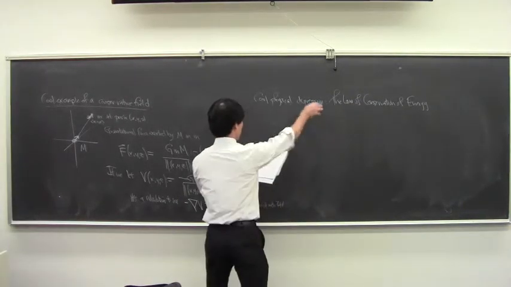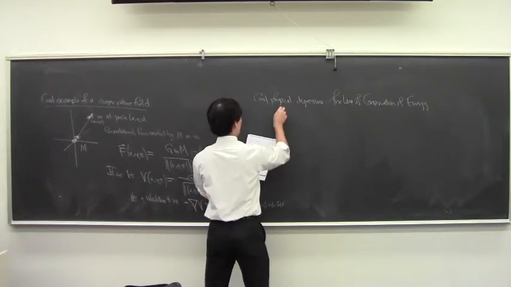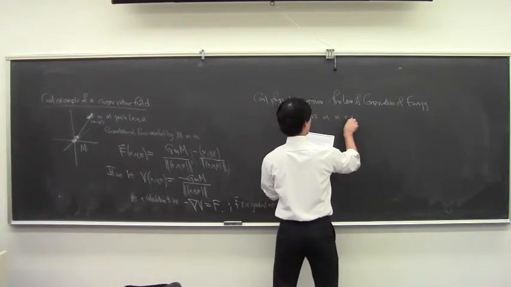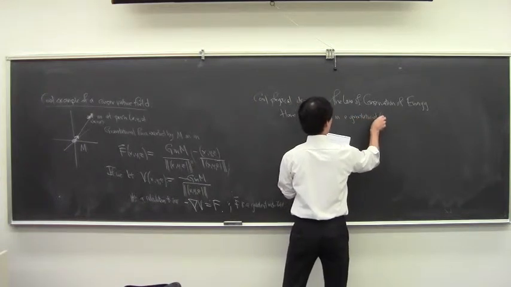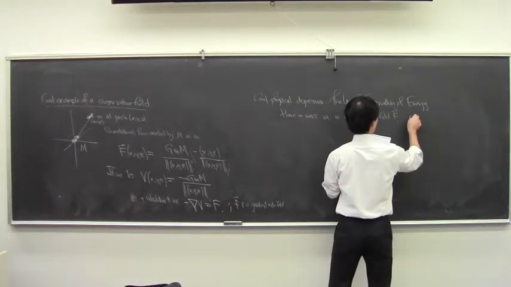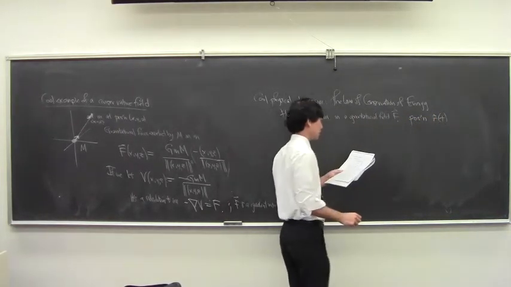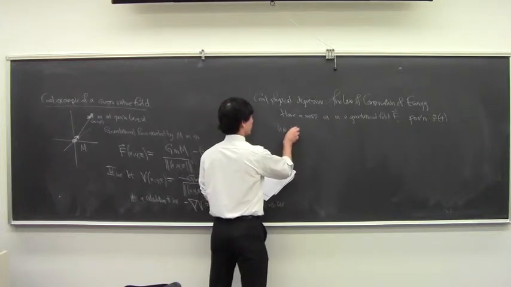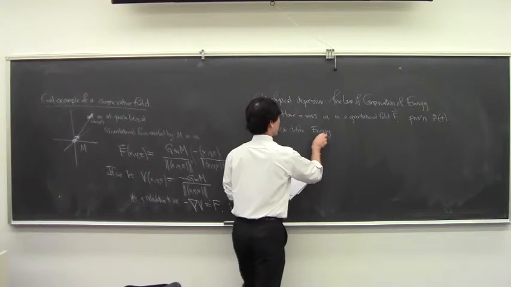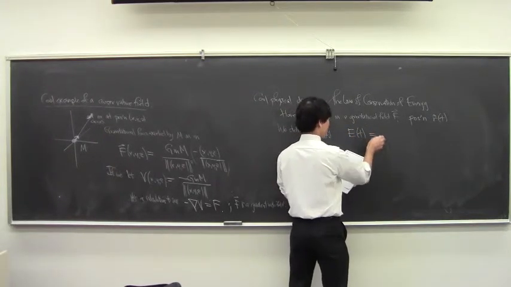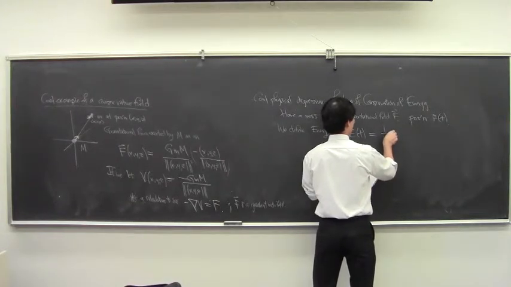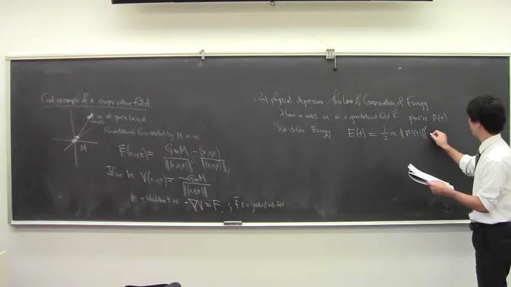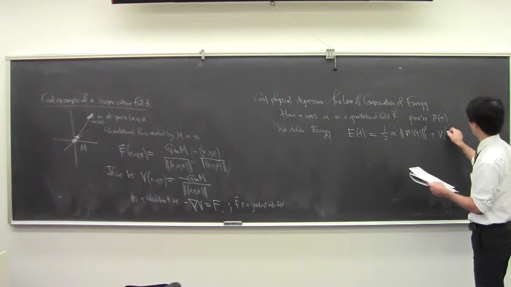Okay, so here's the setting. You have a mass M in a gravitational field, and the position at time t is r(t). We define energy at time t as 1/2 m times the magnitude of the velocity vector squared, plus the potential function evaluated at that position.